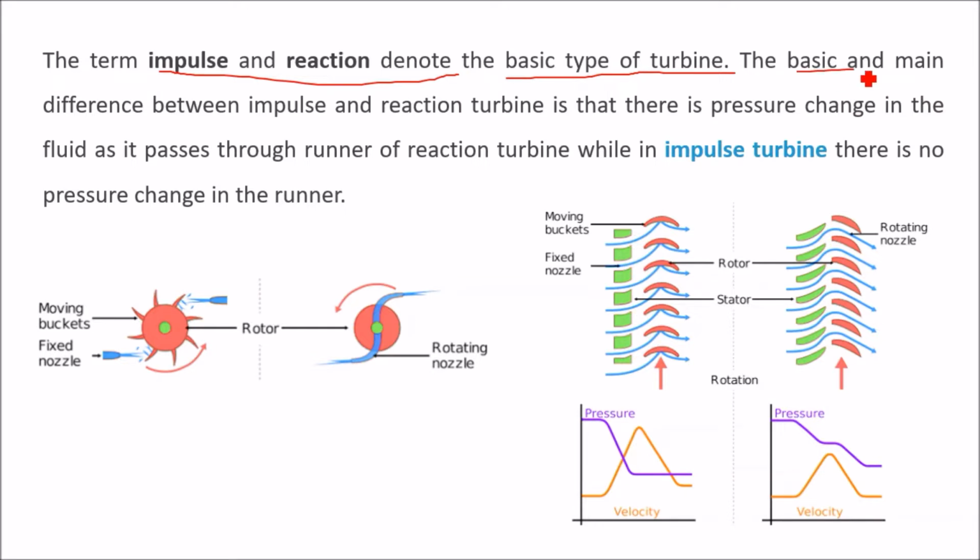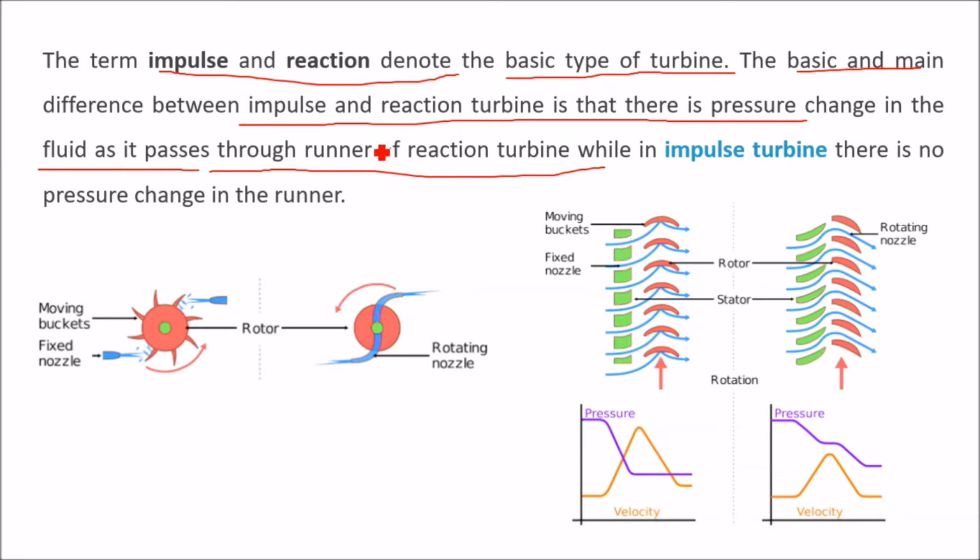turbine. The basic and main difference between impulse and reaction turbine is the pressure change. In the reaction turbine, the fluid passes through the runner with a pressure change, and in the impulse turbine there is no pressure change in the runner. Here you can see in the diagram.